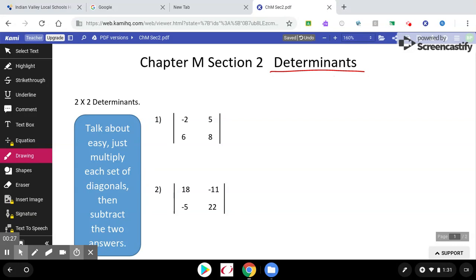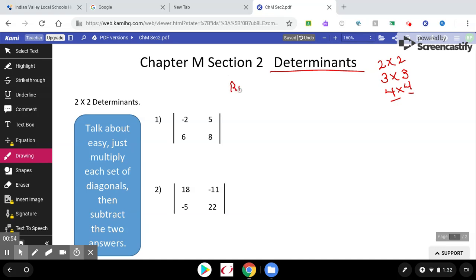So for starters, we need to point out that a determinant can only be configured if you have an even number of rows and columns. So in other words, you can do a 2 by 2 matrix, a 3 by 3, a 4 by 4, etc. Rows and columns must be the same number. So here's how we figure out a determinant.